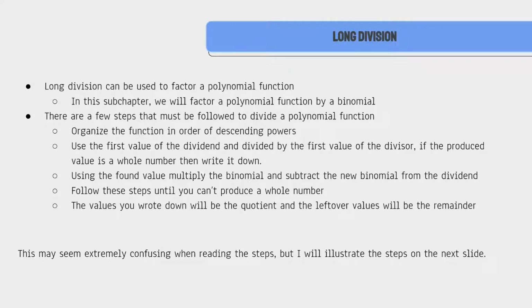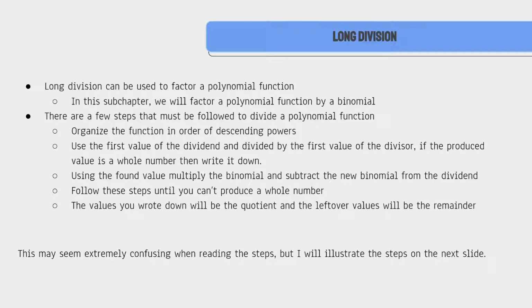Of course, in this subchapter, we will start by dividing something by a binomial, which is of the form ax minus b, or if you want to simplify it, x minus b in some cases. There are some steps you should follow before you divide a polynomial function, and while you're dividing it. First, you should organize the function in order of decreasing powers. So make sure you have your x cubed terms first, then x squared, and so on. You should never have them in ascending order or in random order.